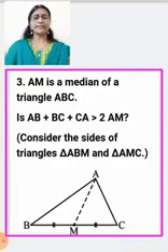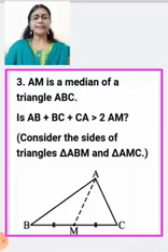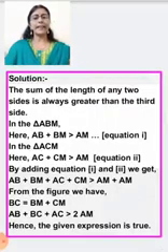Okay, and here in triangle ABM you will write AB plus BM is greater than AM, because the sum of any two sides is always greater than the third side. Same way we will take another triangle ACM. Here again we'll write AC plus CM is greater than AM.